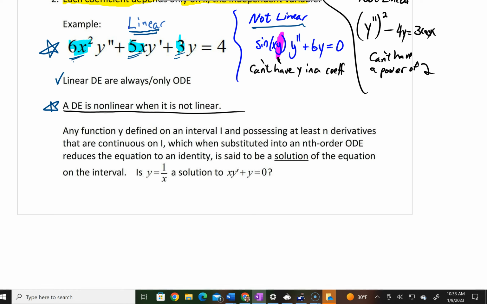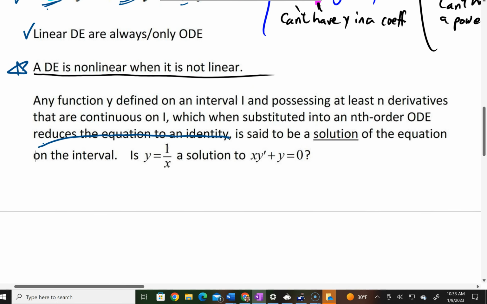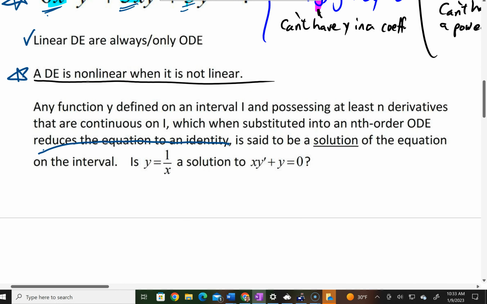Any function y defined on an interval I and possessing at least n derivatives that are continuous on that interval, which when substituted into an nth order ordinary differential equation reduces the equation to an identity, meaning the left side always equals the right side, is said to be a solution.